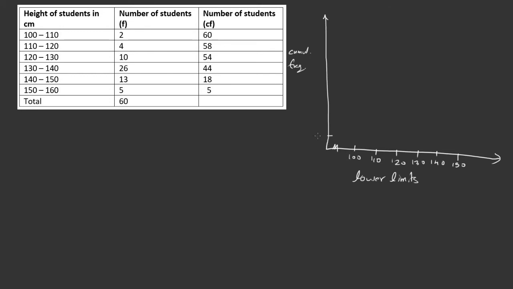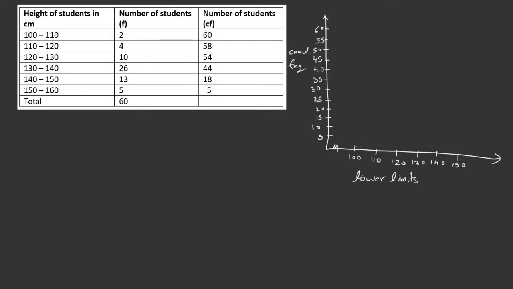Therefore, I can mark 5, 10, 15, 20, 25, 30, 35, 40, 45, 50, 55 and 60. The scales are chosen conveniently.